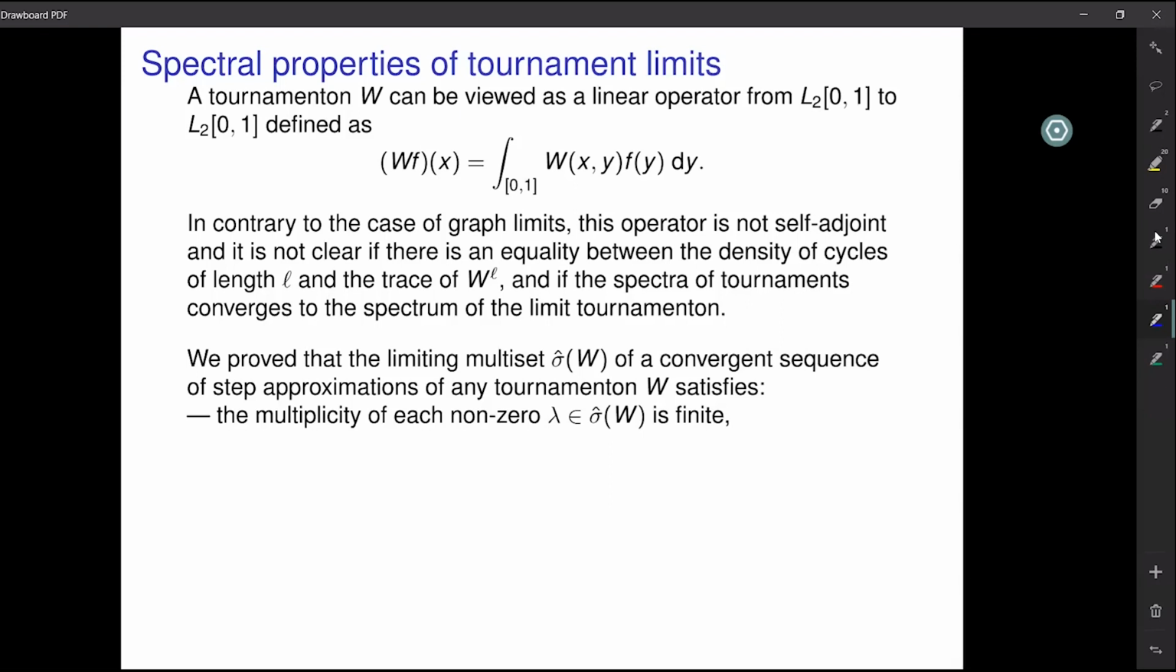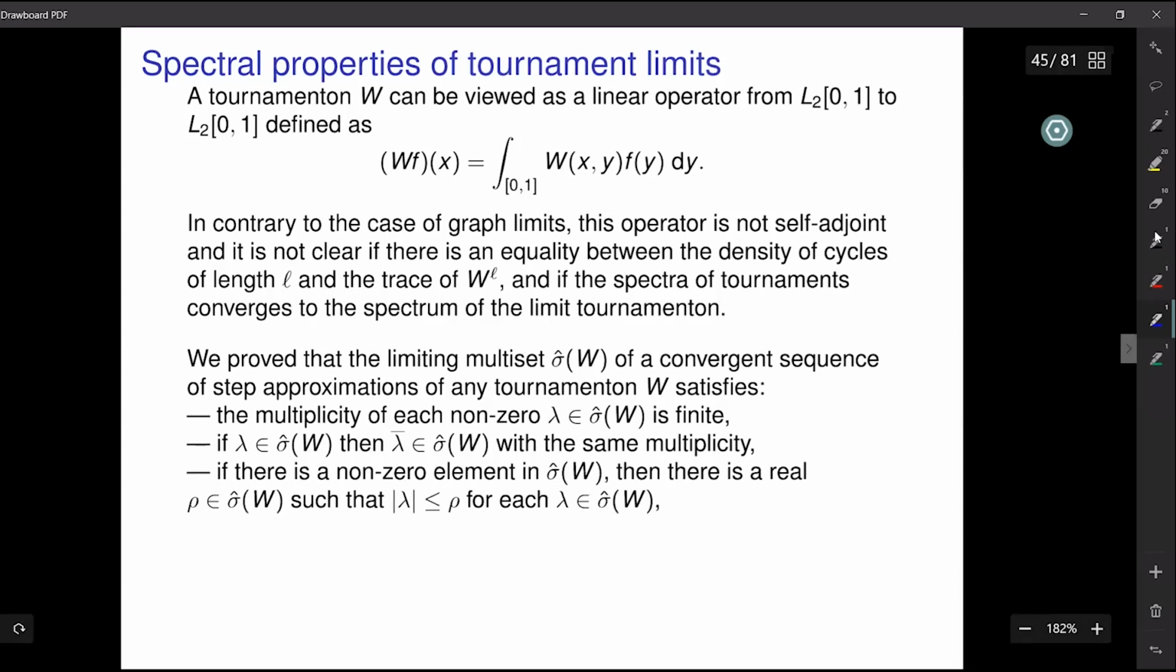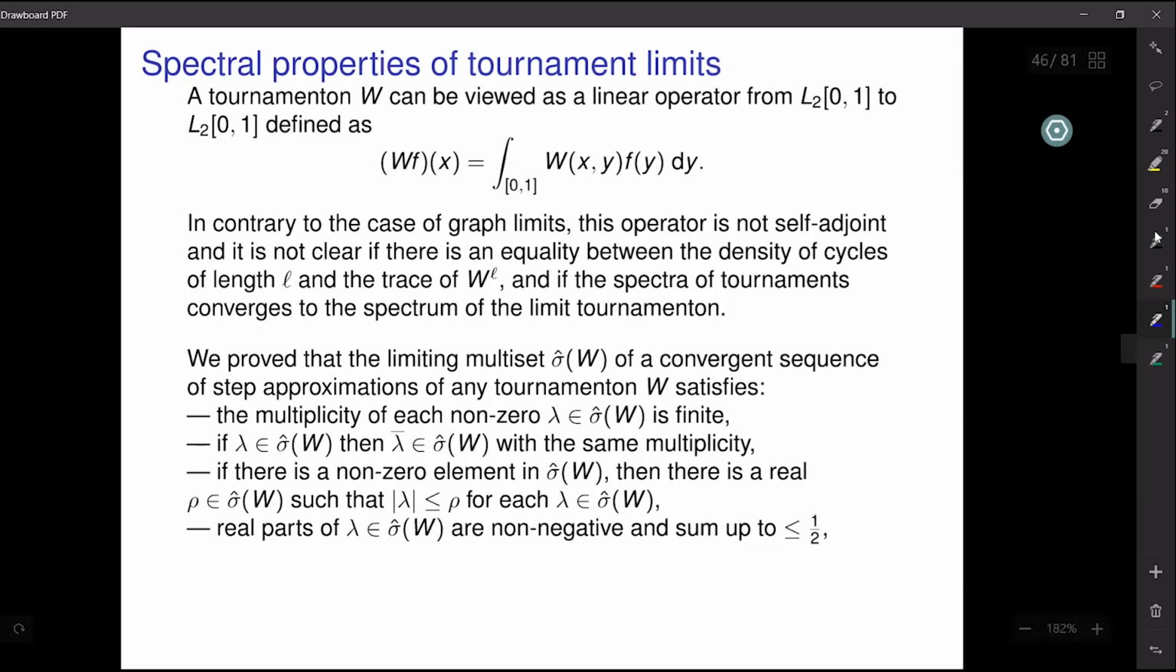So the multiplicity of each eigenvalue is finite except 0. If one eigenvalue appears in this limiting multiset, then its complex conjugate also appears there with the same multiplicity as it was for the tournaments. And if there is anything non-zero in the limit, then there needs to be a real value that upper bounds the modulus of all the other elements of this limiting multiset. And one more most important fact for us: all the real parts are non-negative, as it was for tournaments, and they sum up to something which is at most half.